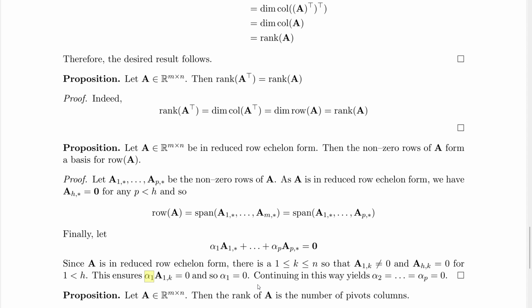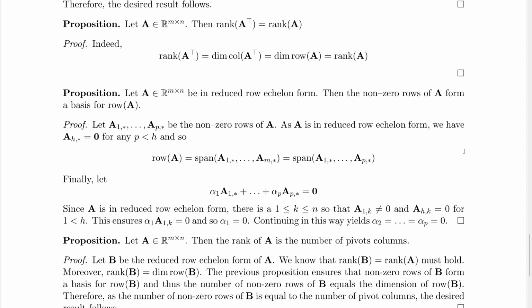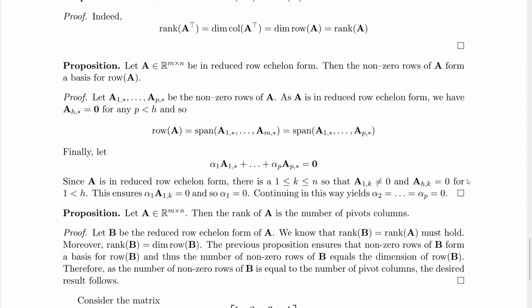All right, so if you have a REF matrix, then its non-zero rows are a basis for its row space, and that's all we need now, because now we can prove that the rank is indeed equal to the number of pivot columns, as promised. So how does that proof go down? Well, we already have all the ingredients. Let B be the REF of A.